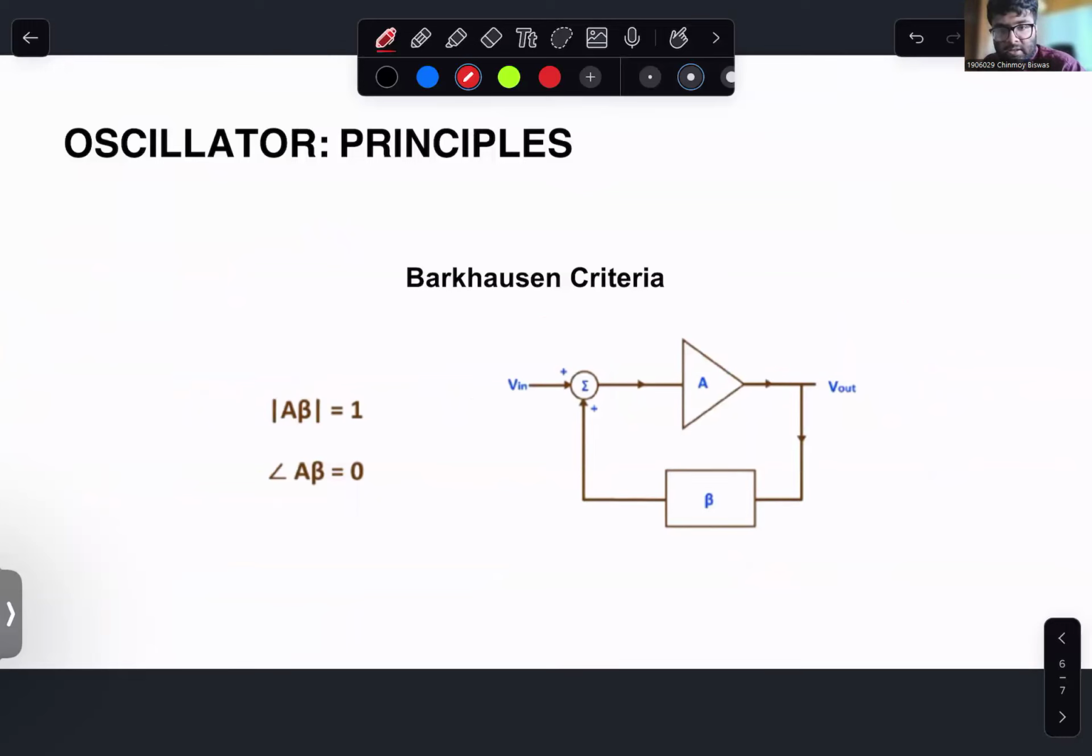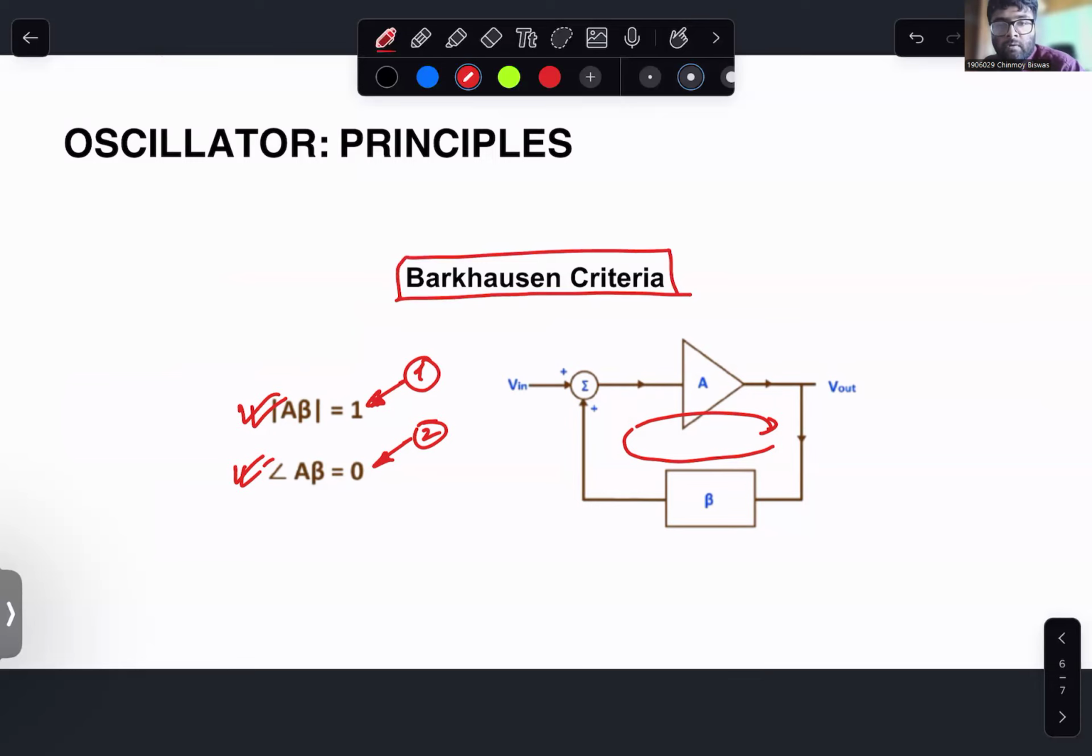So in an oscillator, to get sustained oscillation, two conditions need to be satisfied. The first condition is that the magnitude of the product gain or loop gain should be equal to 1, and the overall phase shift that is introduced by the total circuit should be equal to 0. And these two criteria are known as the Barkhausen's criteria. And this criteria needs to be maintained for sustained oscillation.